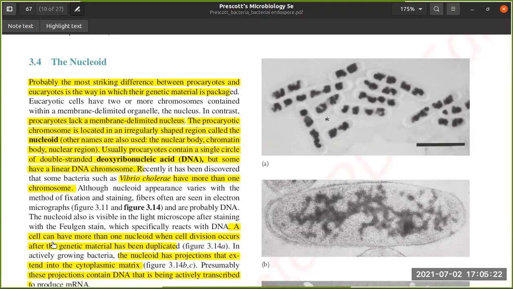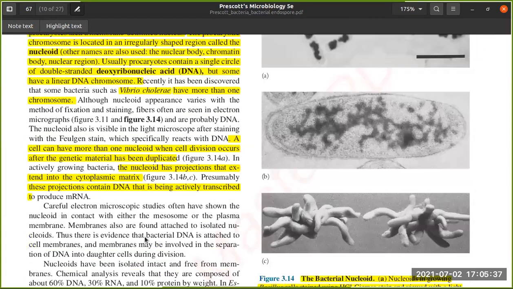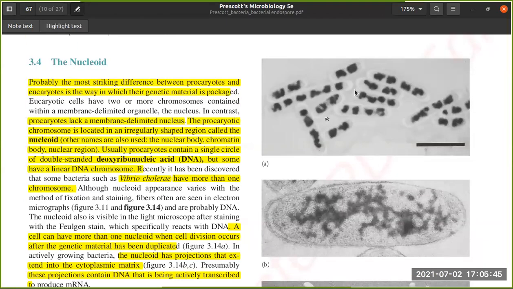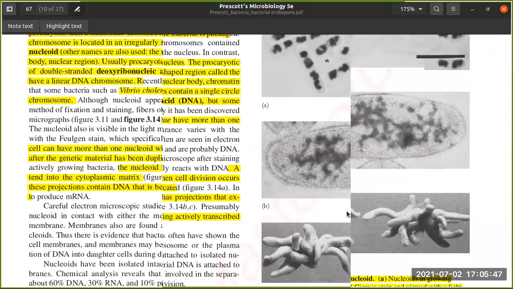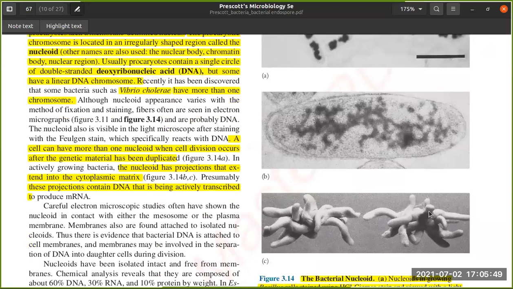It's highlighted. Just look at these pictures, and it will not be very difficult for you people. This is an original book from Prescott. A cell can have more than 1 nucleoid when cell division occurs. So this is how it looks. This is the nucleoid region. While it's dividing, see this, the 2 nucleoids have gone separate.